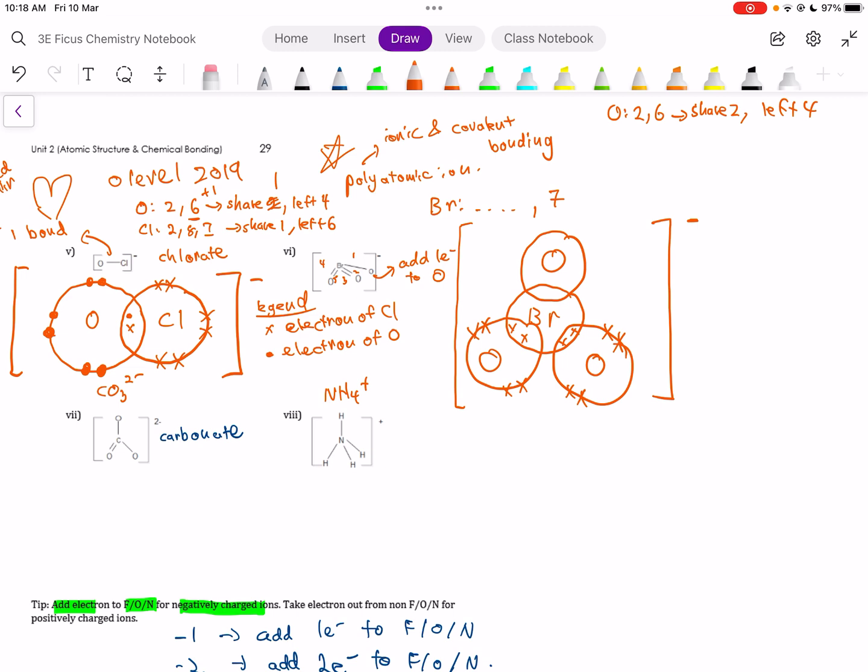Okay, but there's one oxygen where it becomes 7. Okay, this one, so you only share 1, left 6. This special oxygen is like 2, 7, so only share 1, left 6. A bit more like group 7. Okay, then now we go into the bromine.